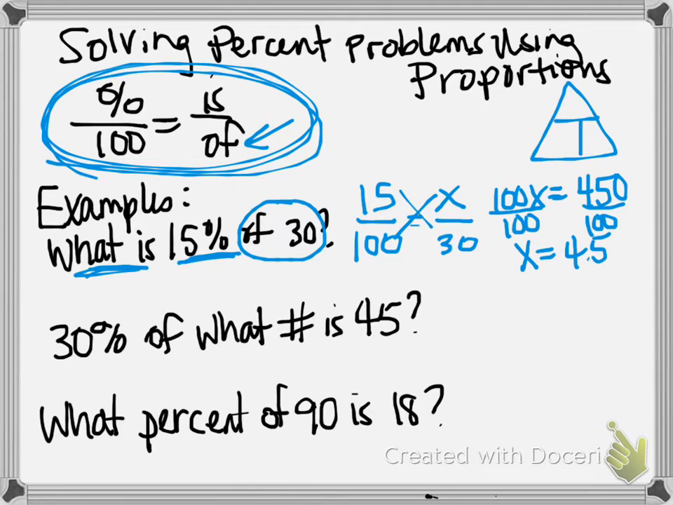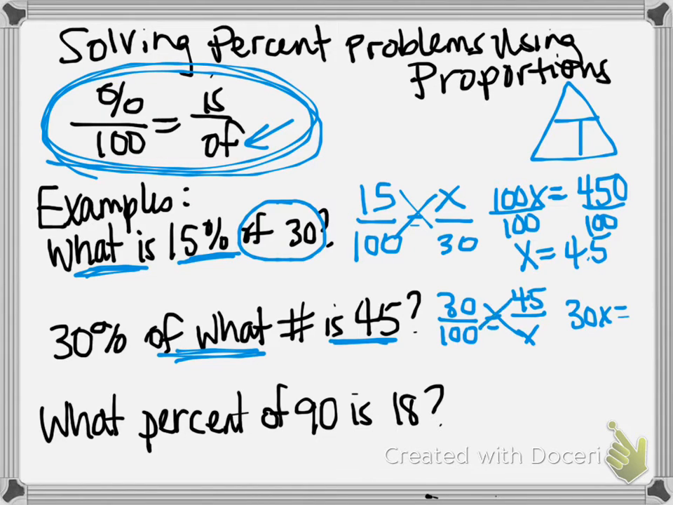The next one, 30% of what number is 45? So percent, that's 30 over 100, of what? Of goes on the bottom. We don't know what that is, so that's x. Is 45, is goes on the top. When you cross multiply, 30x equals 45 times 100, which is 4,500. Divide by 30, we get x equals 150.